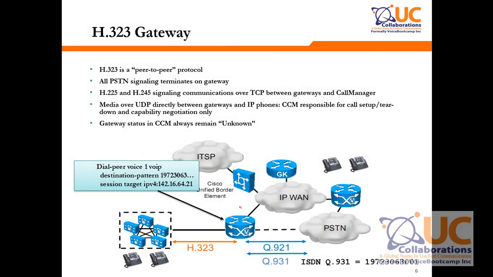Now we're going to go into details about H.323. H.323 is a peer-to-peer protocol, as we talked about. Now, one side of the gateway will be connected to the traditional TDM, PSTN, while the other side will be connected to the IP side. All the PSTN signals, such as your ISDN signal coming from your service provider, will come into the router using your T1 or E1 cable, using PRI signaling, for example. When you receive the signals, they will terminate into the router.